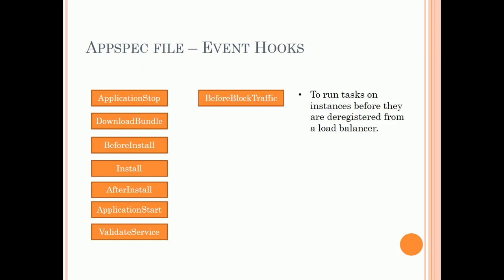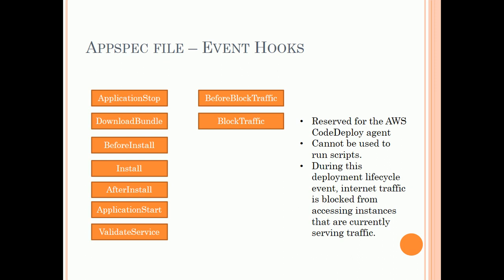The next is before block traffic. During this deployment lifecycle event, we will specify the scripts to run tasks on the instances before they are deregistered from the load balancer. The next event hook is block traffic. Block traffic is also the same as the before install and install event hooks. It is also reserved for the AWS CodeDeploy agent, and we cannot use this event hook to run our scripts. During this deployment lifecycle event, internet traffic is blocked from accessing the instances that are currently serving the traffic.